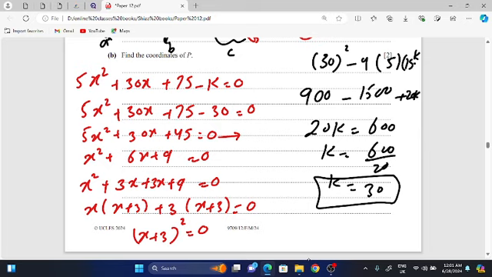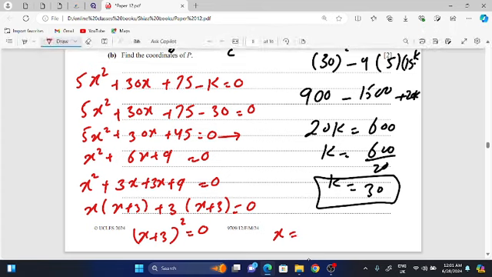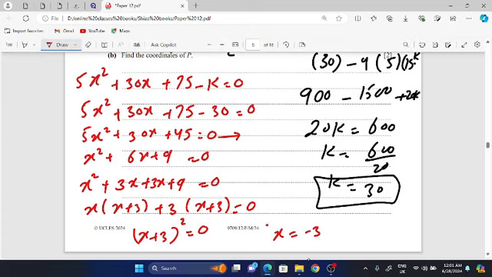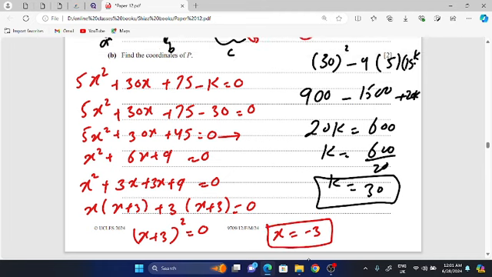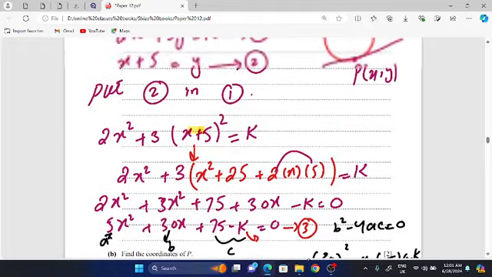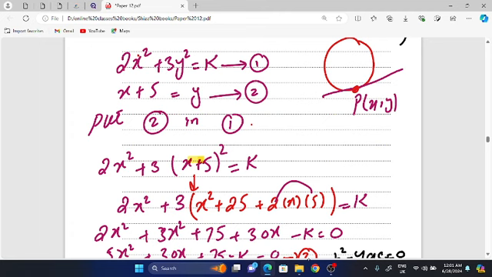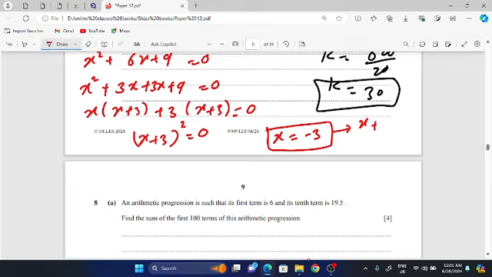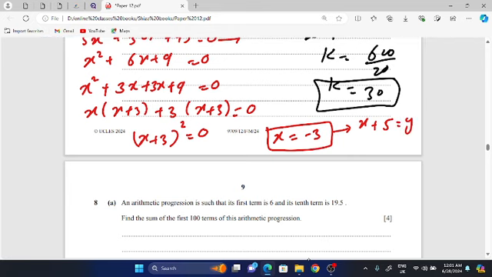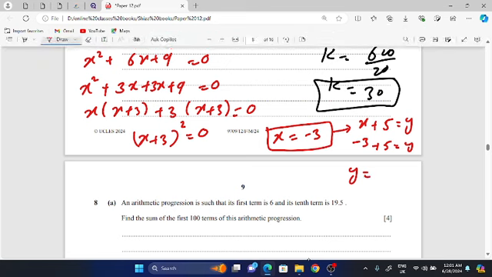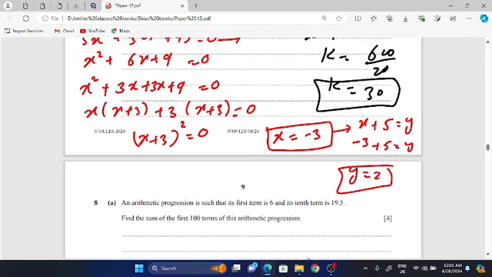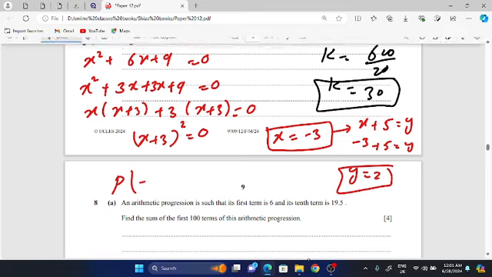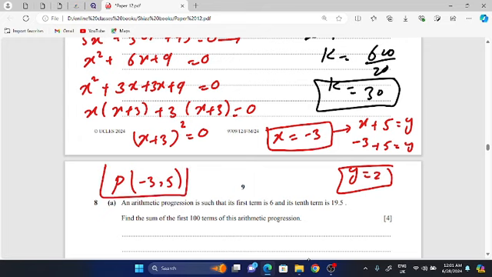I need to find the coordinates, so I can apply the square root on both sides, and that will become x is equals to negative 3. I get the value of x, that is equals to negative 3. Now I need to find y, so I will go back to equation number 2 to put the value of x over here and figure out the value of y. So that becomes x plus 5 is equals to y. The value of x is negative 3. So negative 3 plus 5 is equals to y, and y is equals to 2. So the coordinates for p would be negative 3 and 2. That's my answer.